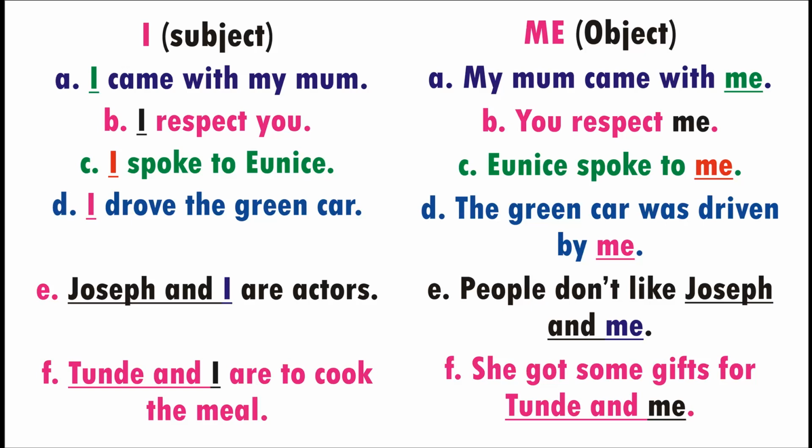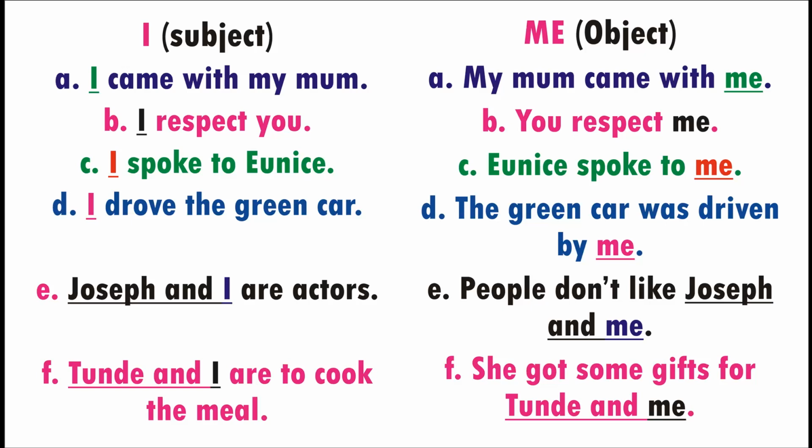Before we go to example E, I must tell us that we have to be very careful whenever we have multiple subjects, because that is where we make most of these mistakes. So in example E, Joseph and I are actors. That is the correct version.